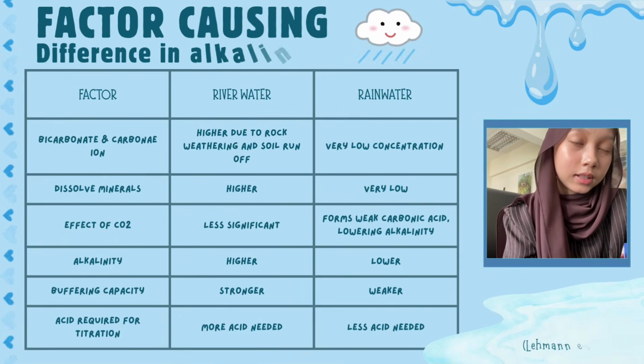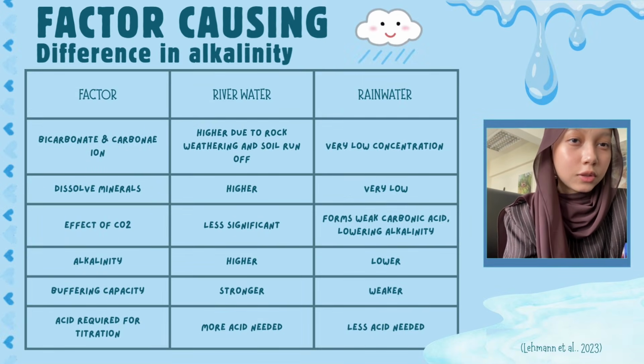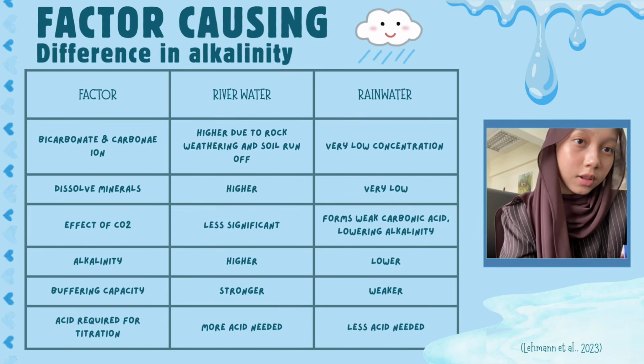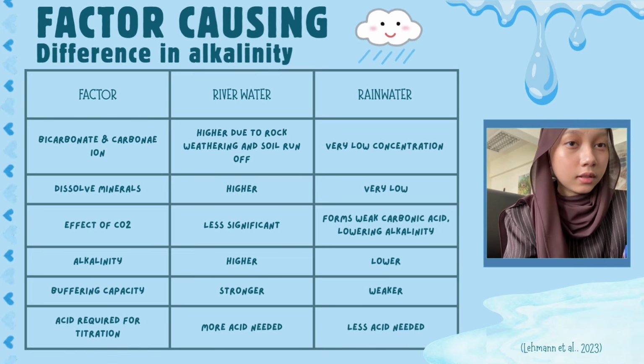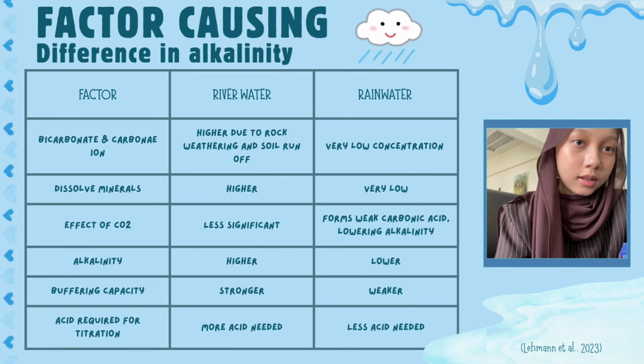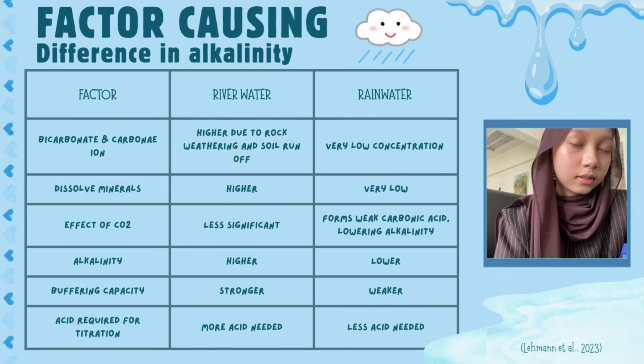So here are the factors causing the difference. Why are the results different? River water flows through rock and salt, so it picks up more minerals, especially carbonate and bicarbonate ions. These minerals increase its alkalinity. Rainwater is different because it comes from water vapor and contains few dissolved minerals. It also contains carbon dioxide, which forms a weak acid and lowers its alkalinity. That's why river water needs more acid during the titration.